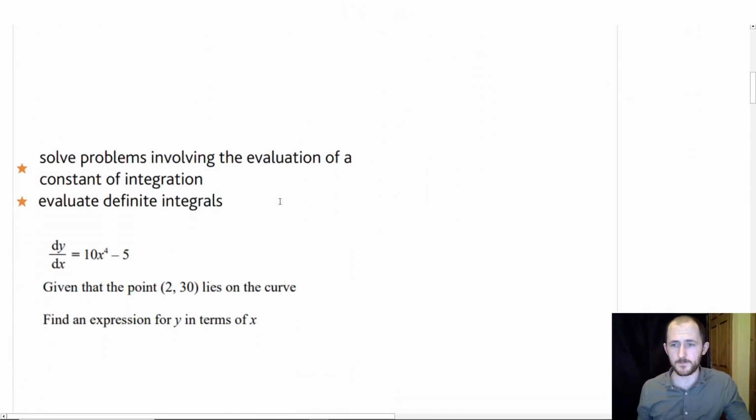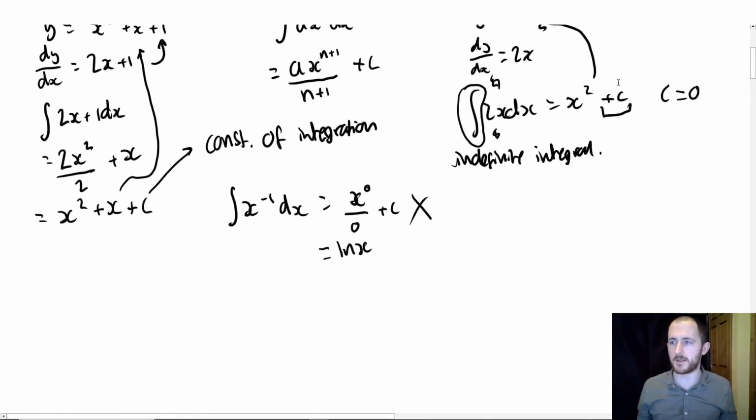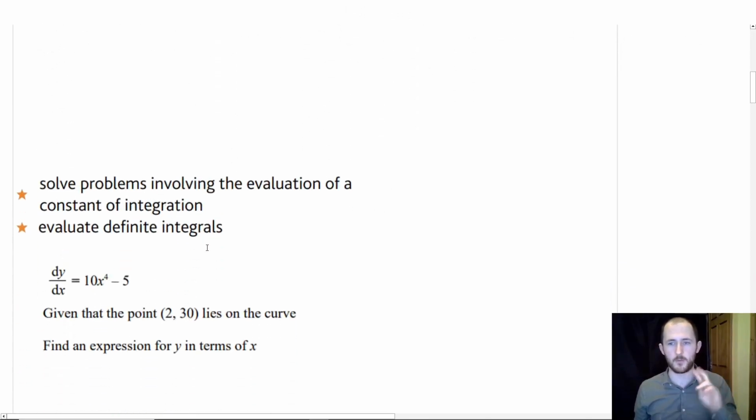So, the first question, and the first 2 spec points, is solve problems involving the evaluation of a constant of integration. So what that means is that when you get a plus c, you need to be able to work out what that plus c is based on information in the question, okay? You need to be able to do that. That's all that means by solve problems involving the evaluation of a constant of integration, okay? Basically means work out the constant of integration. And the second bit, evaluate definite integrals.